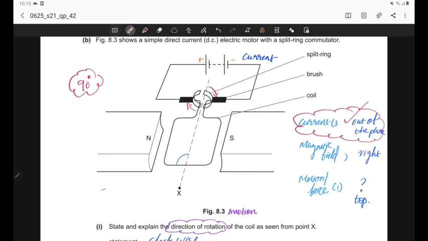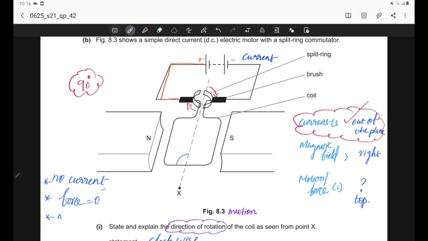So during this time when the current is passing, it cannot flow through this commutator or split ring through the coil because there is no connection, as there is a gap between the commutator and the brush. Therefore, there won't be any force. If there is no force, it's because there is no current passing through the coil. There is only a magnetic field present but no current. So without a current, there won't be any force acting on the coil. So the force will be zero.